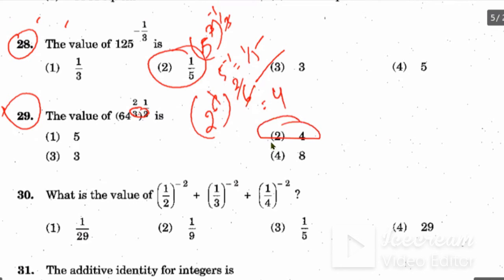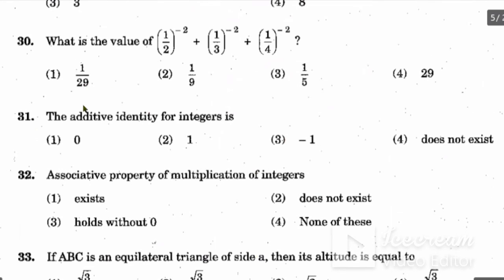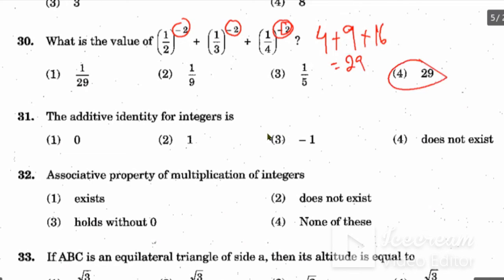So answer is 4. Now the last question of this part, question number 30, the value of this. So you have all these powers in negative. So every fraction will be reciprocal. Okay. So 1 upon 2 will be 2. 2 to the power 2 is 4 plus 1 upon 3 will be 3 to the power 2. So it will be 9 plus 1 upon 4. It will be 4 to the power 2, that is 16. 16 plus 9, that is 25 plus 4, 29. So fourth one is the correct answer.